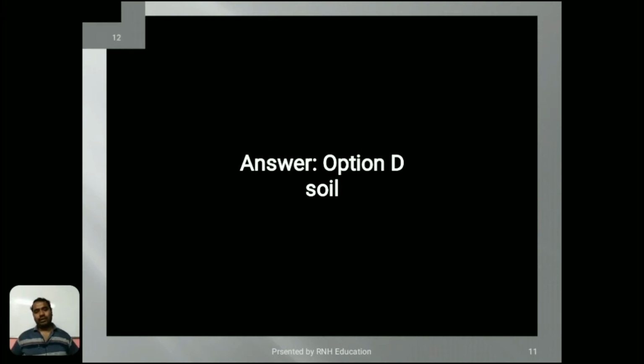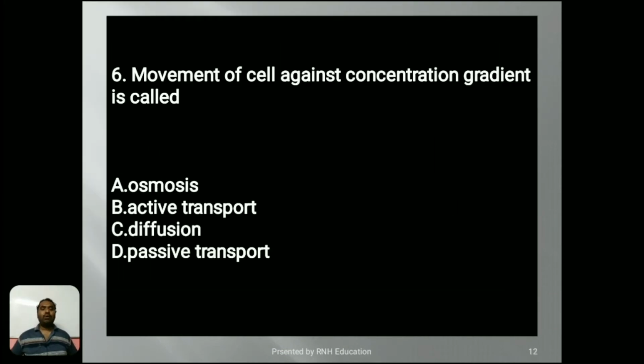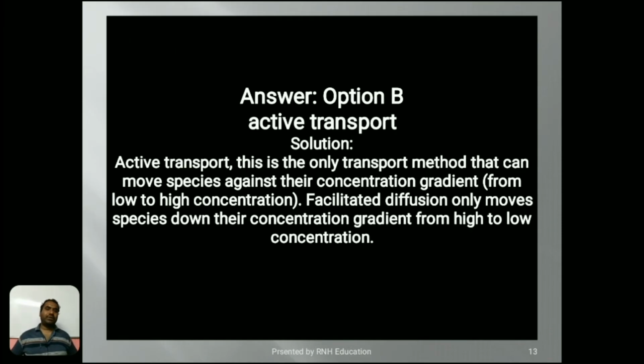And the next one, that is question number 6. Movement of cell against concentration gradient is called. Options are A. Osmosis, B. Active transport, C. Diffusion, and D. Passive transport. Let's see the answer. The answer is option B, that is active transport.